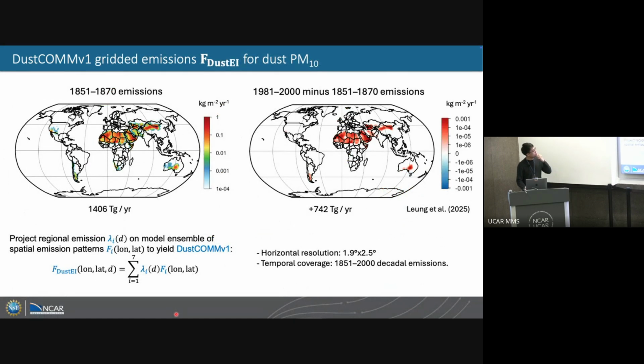And I'm just showing you the spatial patterns here. So this is a spatial pattern of historical dust emissions from DustCOMM version 1. It's simulated by an ensemble of global climate models in the AeroCom. And then you also see the differences from the contemporary climate minus the start of the historical period. And that, again, shows you about 50% increase across the century. The data set has a resolution of CESM1, so it's about 2 by 2.5 degree.